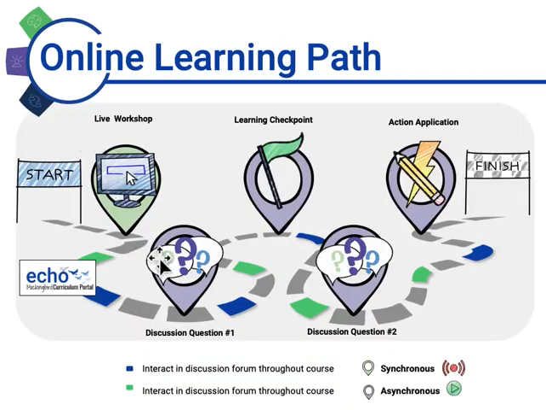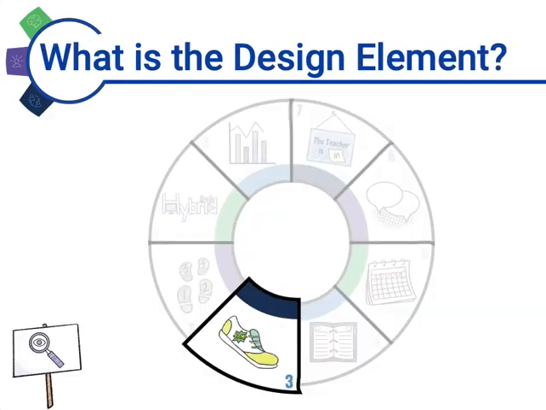Here's an example of an online hybrid class. This is the one that we'll use. It starts with a live workshop, this is synchronous, followed by an asynchronous portion of the class: discussion question 1, a learner checkpoint, discussion question 2, an action application. Now it doesn't mean that you need to use this learning path. What's most important is that you find a learning path that works really well and that you consistently use that same learning path week after week.